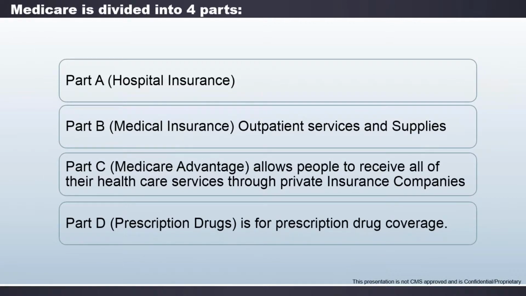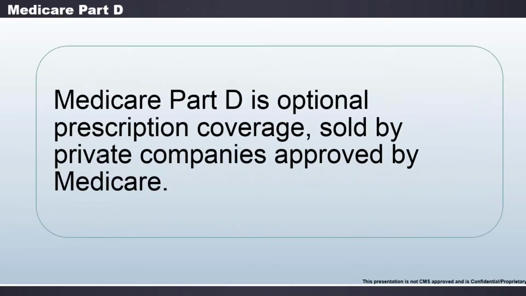The 4 parts of Medicare. You have Part A, hospital insurance, and Part B, the medical insurance, which covers outpatient services and some supplies. Part C, your Medicare Advantage, allows people to receive all of their healthcare services through private insurance. It's very similar to adding A and B together to make C, but there are some additional benefits there. And then you have Part D with your prescription drug coverage.